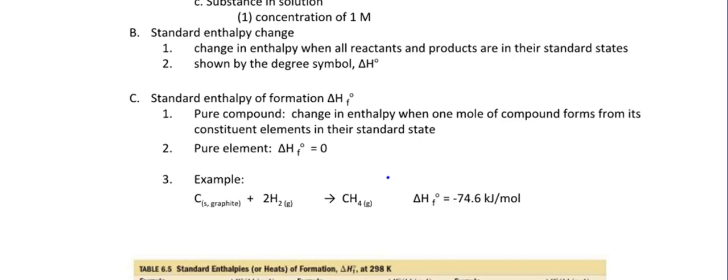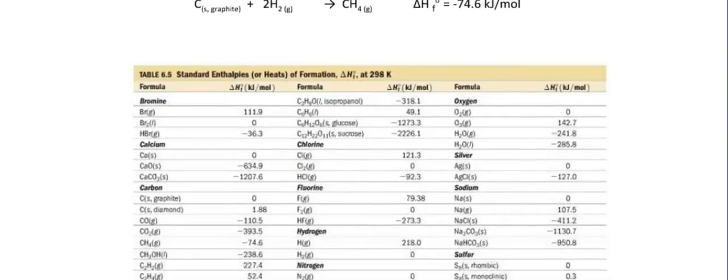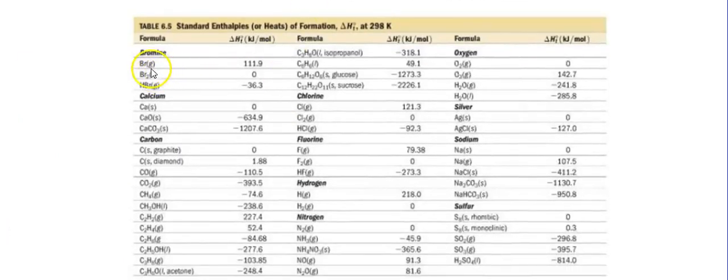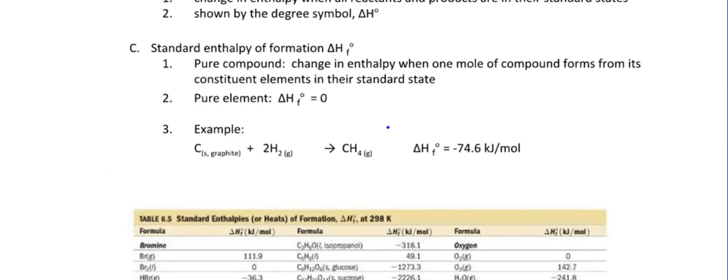For a pure element, the delta H formation naught in the standard state is 0. Let's look down here. Look at everything that is an element on this chart. Here is bromine gas. No, that's not a standard state, but bromine liquid is, look at 0. Calcium solid, 0. Carbon graphite, 0. Chlorine gas, 0. Do you see all these? So they're elements in their standard states. The heat of formation is 0.